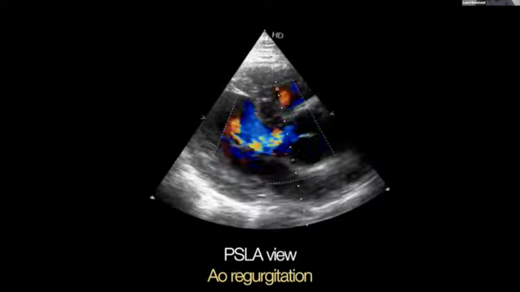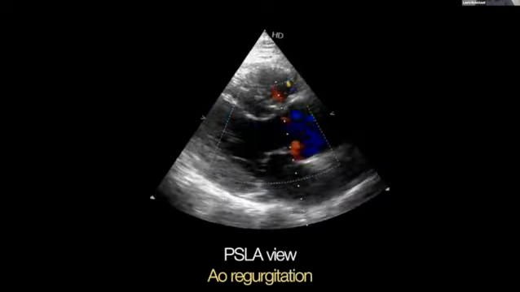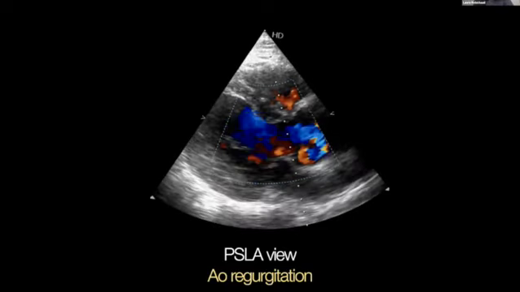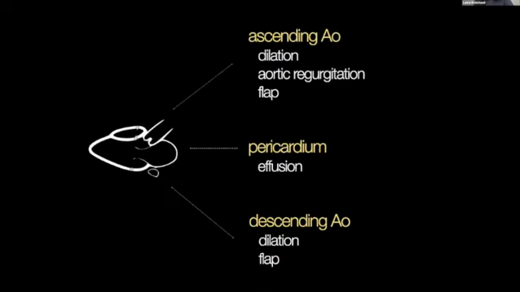Sometimes it's actually much less subtle. Here we can see that there's a massive regurgitation in my left ventricle, right below my aortic valve. That's way more concerning. So that's pretty much it. When you look at the ascending aorta, you want to look at dilation, aortic regurgitation, and the presence of a flap if you're lucky.